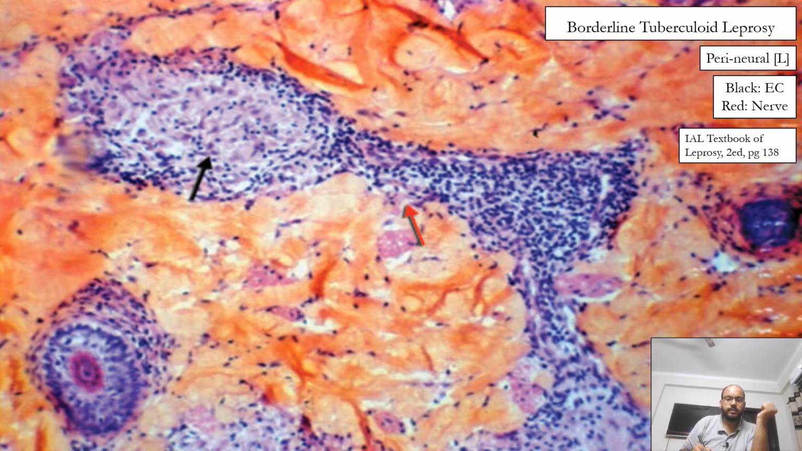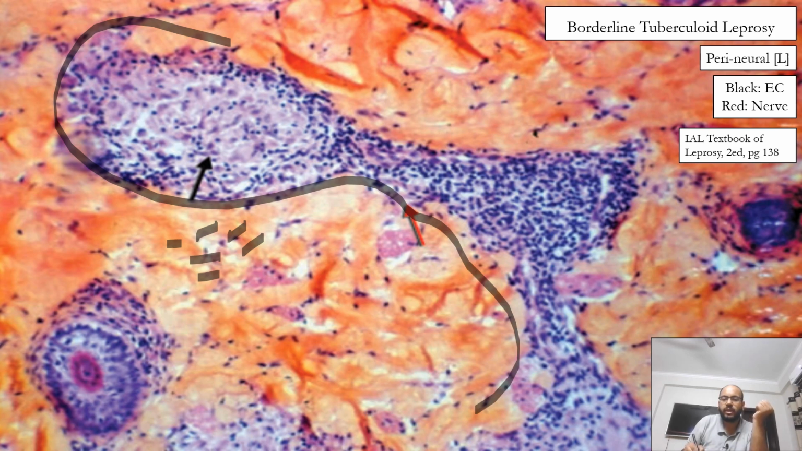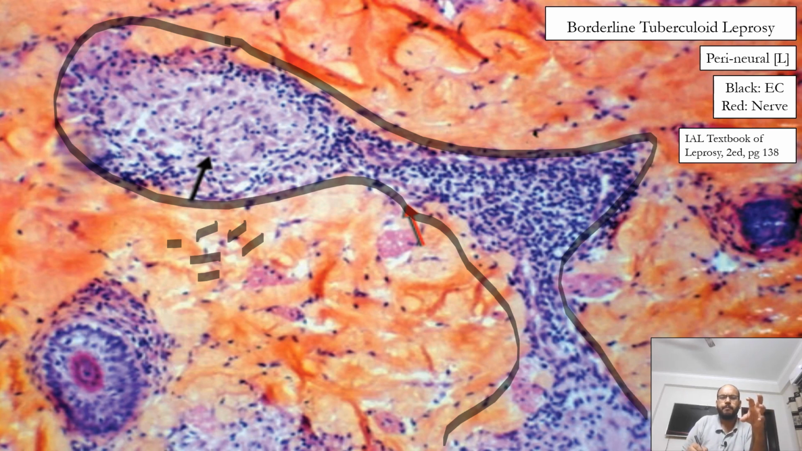So look at this picture of borderline tuberculoid leprosy, and you can see that there is perineural infiltrate. Can you see this wavy nature? Look at the black arrow. You can see some wavy nature of neural tissue, and around the neural tissue you have significant lymphocytic infiltrate. So this whole area is actually composed of lymphocytes, and there is complete infiltration, complete blockage of the nerve, complete invasion of the nerve by lymphocytes. And here you can see a bit of perivascular lymphocytic infiltrate, okay, periappendageal lymphocytic infiltrate.